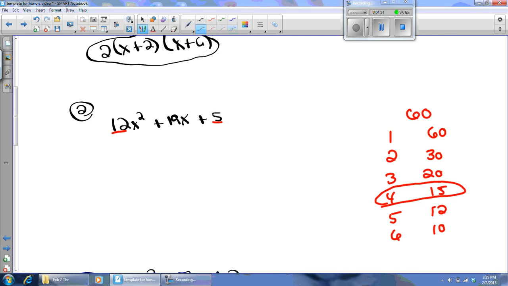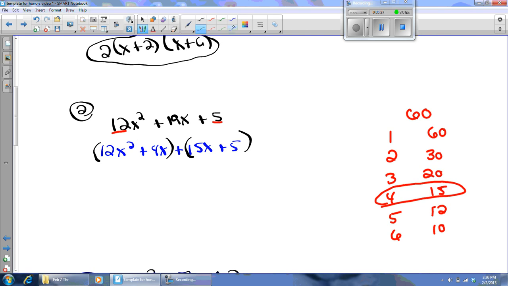So I'm going to rewrite this trinomial. But instead of writing 19x, I'm going to write a 4x and a 15x, because 4x plus 15x is 19x. So I'm going to get 12x squared plus 4x plus 15x plus 5. Now, it wouldn't matter if I did the 4x first or the 15x first, but notice, just a little bit of thought, I'm going to get a GCF in the first pair if I do it this way, and a GCF in the other pair. So it'll be a little bit easier.